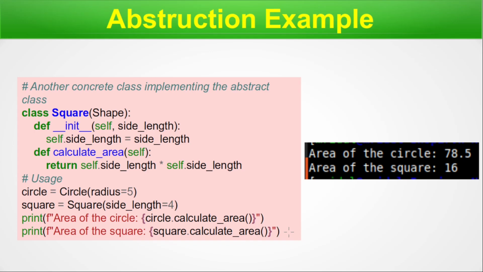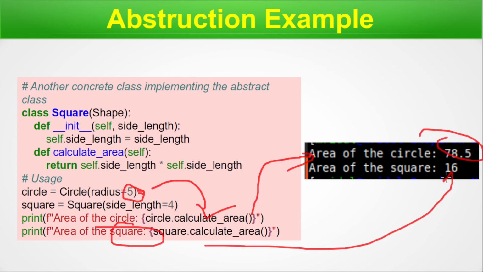Once we execute this code, you can see that the values which we provided help to get the area using this method, and the result is that the area of the circle is 78.5, and similarly the area of the square is calculated as 16.